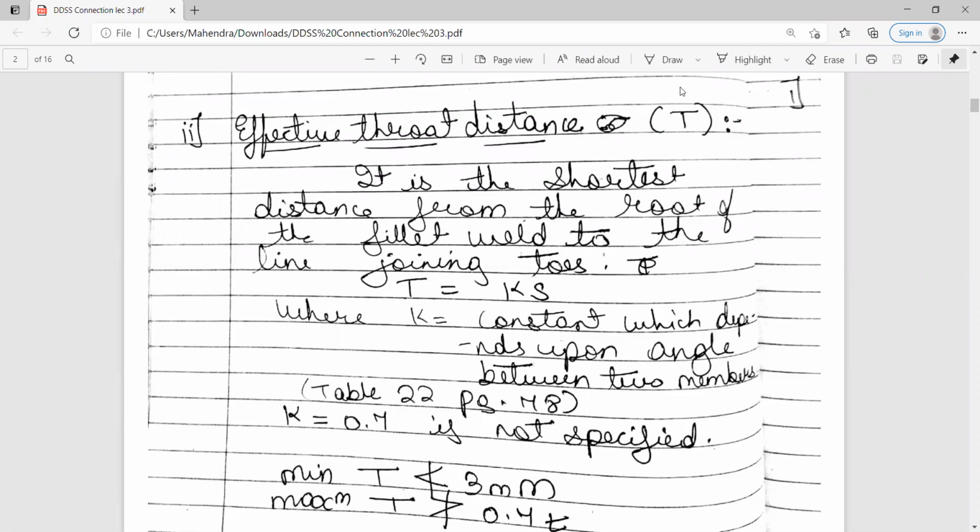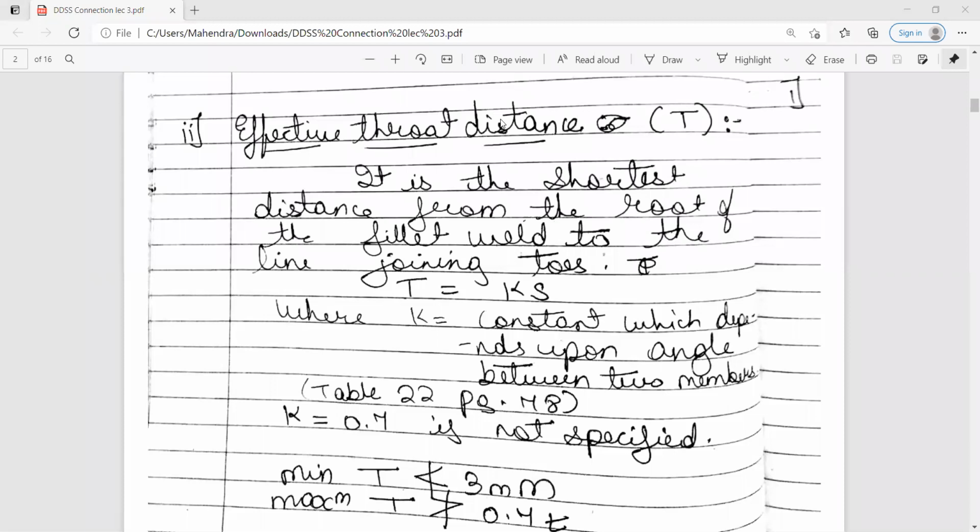Again, where do you take the value of K from? From table number 22, page number 78. I think there is no need to show it in the IS code, you can search it in the IS 800 2007. So you can take the value of K from page number 78, table number 22.